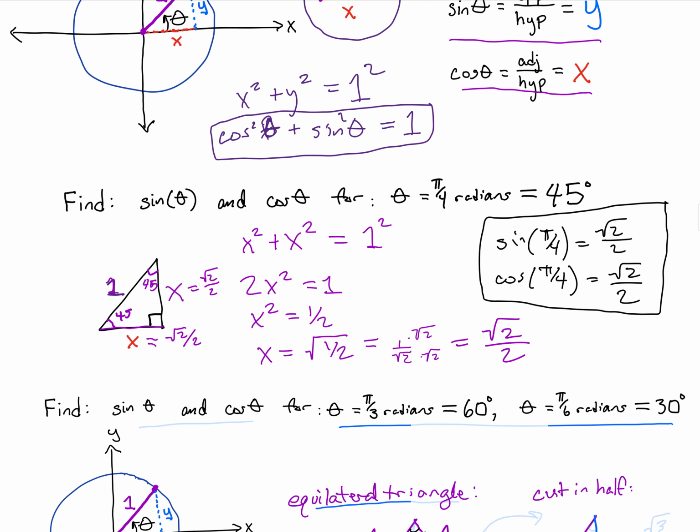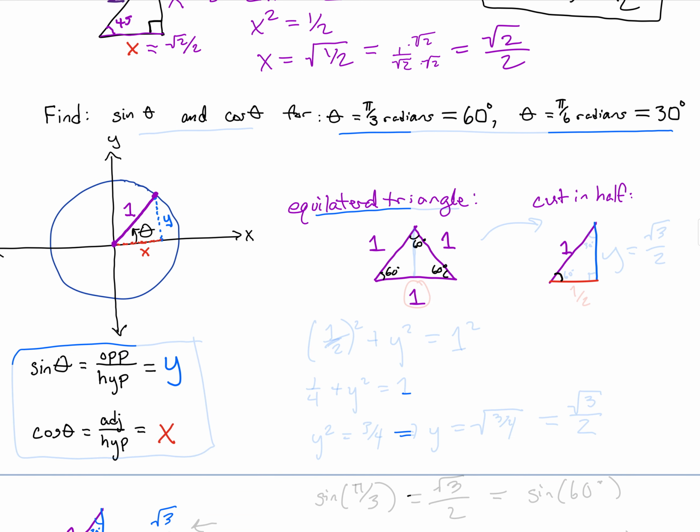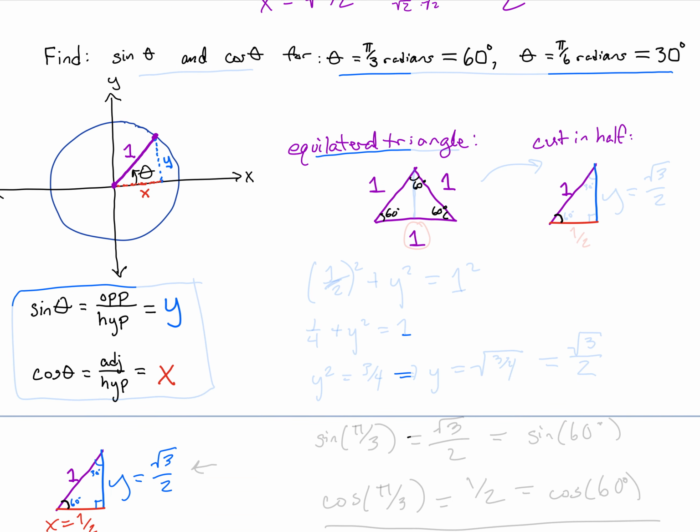Okay, so there is a bit of a trick for figuring out these side lengths. We are going to start with an equilateral triangle where all sides have length 1, and that means that all interior angles for the triangle are 60 degrees, or pi over 3 radians. We're going to then take that triangle and cut it in half this way.